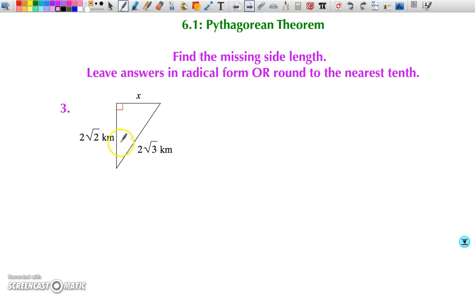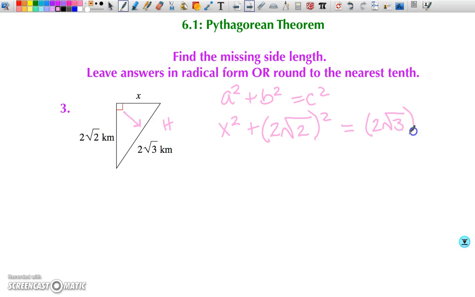Now for your third example, we get a little bit more complicated because we've got square roots already in there. So again, start with the fact that here's your hypotenuse across from your right angle. So a squared plus b squared equals c squared. X squared plus, and then this time we need to use parentheses around our number and square it, and do the same thing for your hypotenuse. And when you put this in the calculator, make sure that you put parentheses around this whole thing with the square on the outside, and make sure you do it for both.